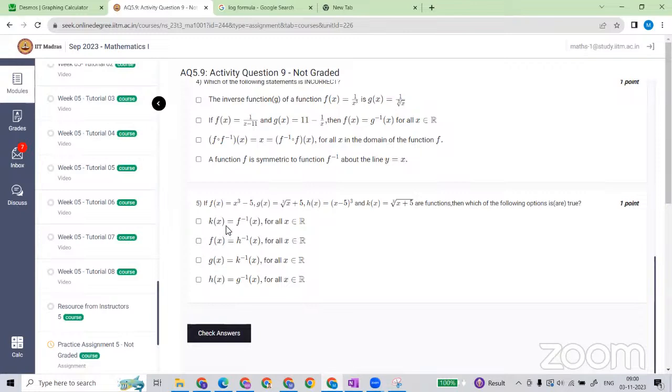And what does the option say? The option says f inverse is k. This function is the inverse of f. That is what you have to find, that means you have to find the inverse of f. If it is exactly this k, then this option is true. That is the meaning here. Is the f function the inverse of h? If you find the inverse of h, you will find it is exactly this function f. If yes, then this option is true.